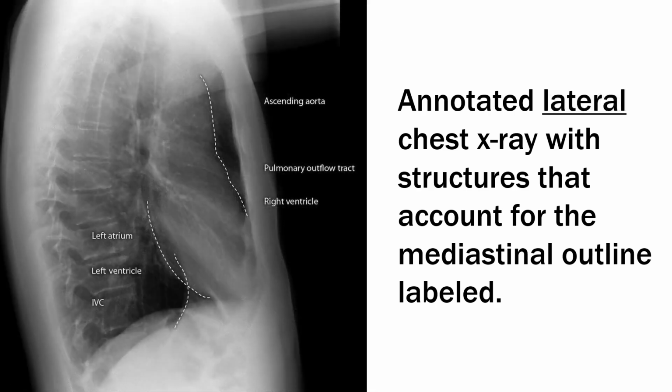This is the lateral view. In the front, there are outlines of the ascending aorta, pulmonary outflow tract, and right ventricle. In the back, the outlines of the left atrium, left ventricle, and inferior vena cava are seen.